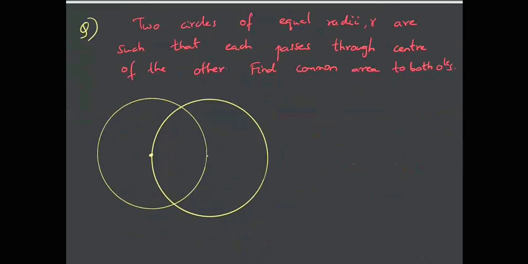So the radius of two circles is given as r, and each circle passes through the center of the other circle. Say this is C1, center of first circle, and this is C2, center of second circle. So this circle passes through C1 and this circle passes through C2. You need to find the common area, that is this area.